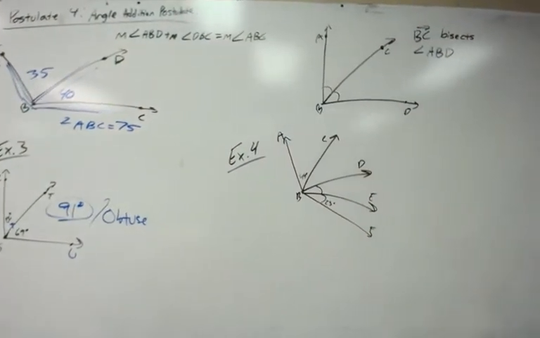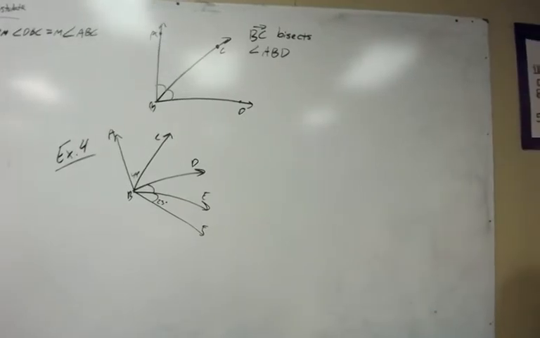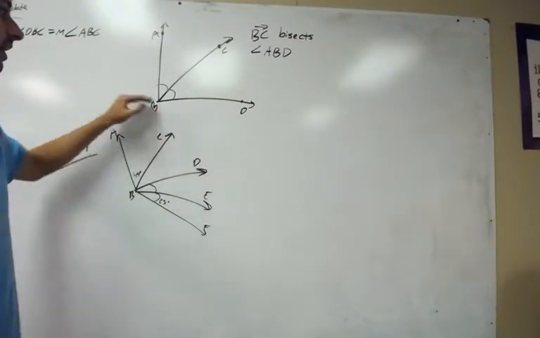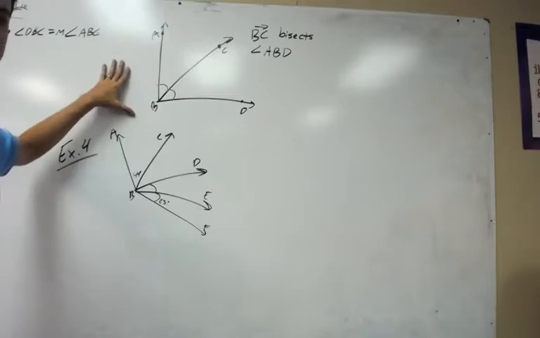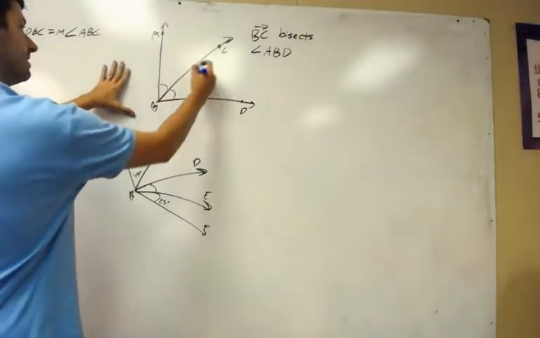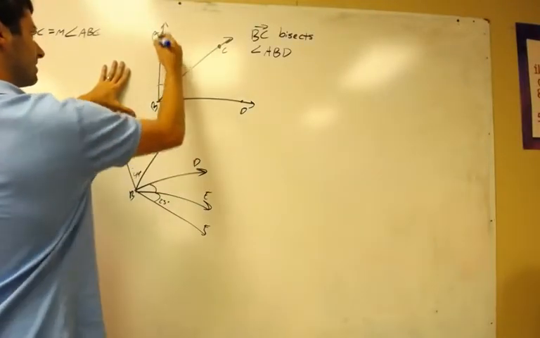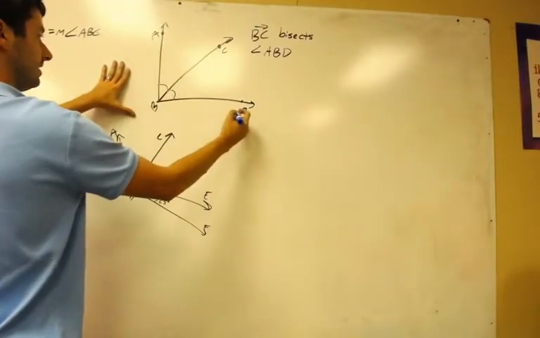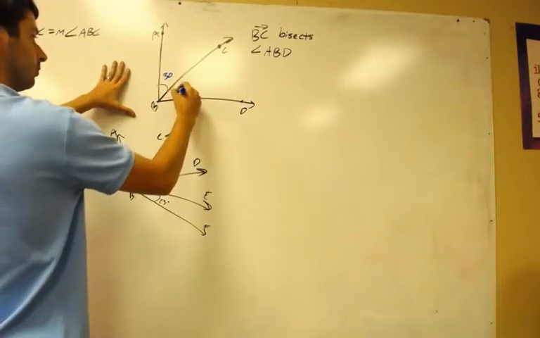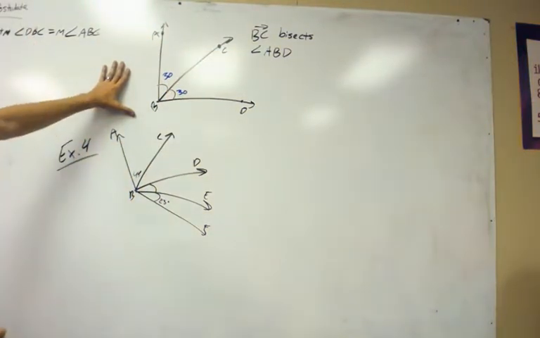And then the last definition it goes over is bisecting. Bisecting is simply when it cuts an angle in half, when a ray cuts an angle in half. Just like we had midpoint for a line, bisecting is basically midpoint for an angle. So right here we have ray BC bisects angle ABD. So therefore, if this was 30, that would mean this angle would also be 30. It would be the same exact measure.